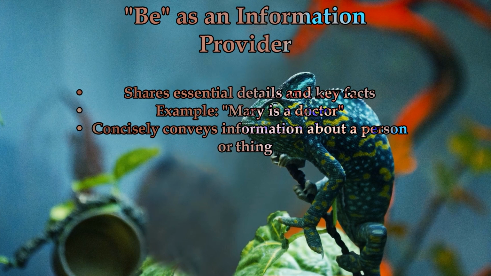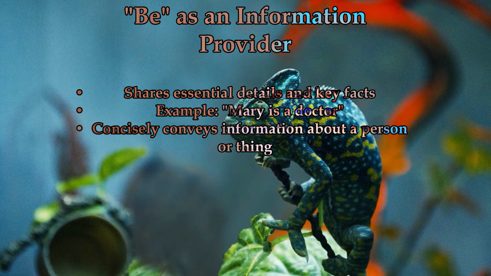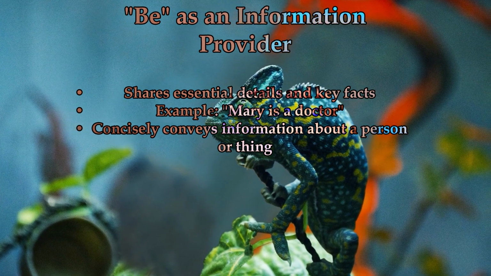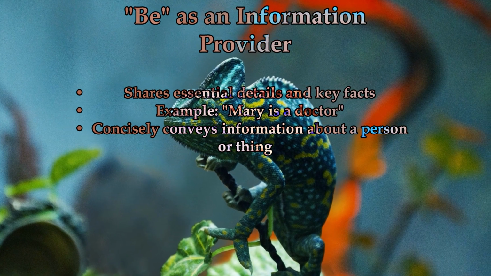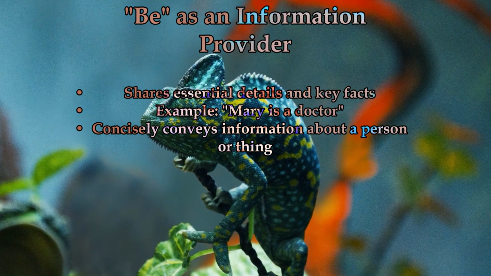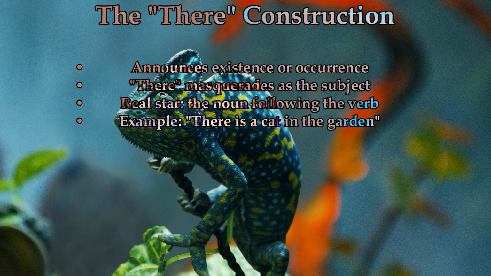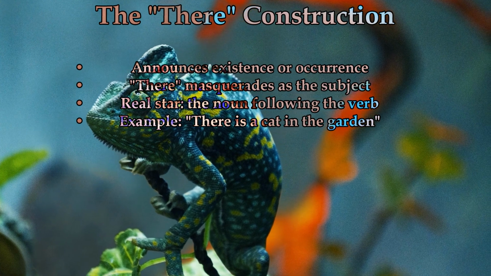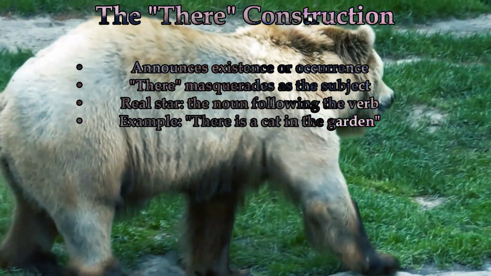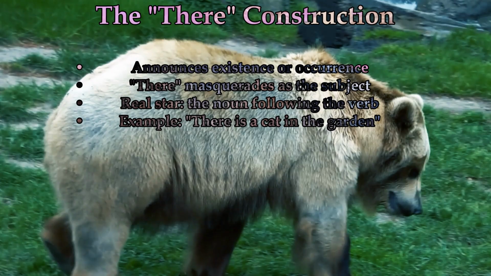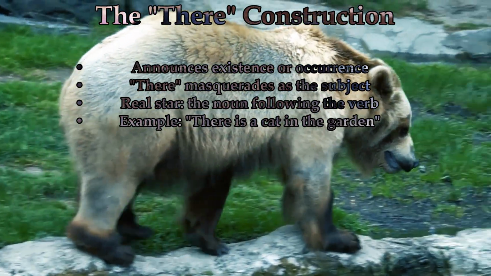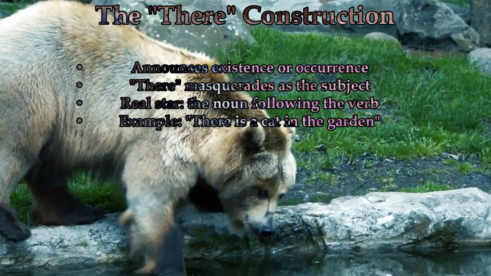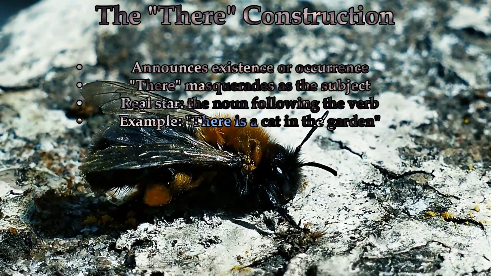Consider the sentence, "There is a cat in the garden." Here, the singular noun, cat, follows the singular verb, is, like a well-choreographed dance. However, in the sentence, "There are 3 apples on the table," the plural noun apples takes the lead, paired with the plural verb are. It's a reminder that when the noun following be is plural, the verb must also embrace its plural form.